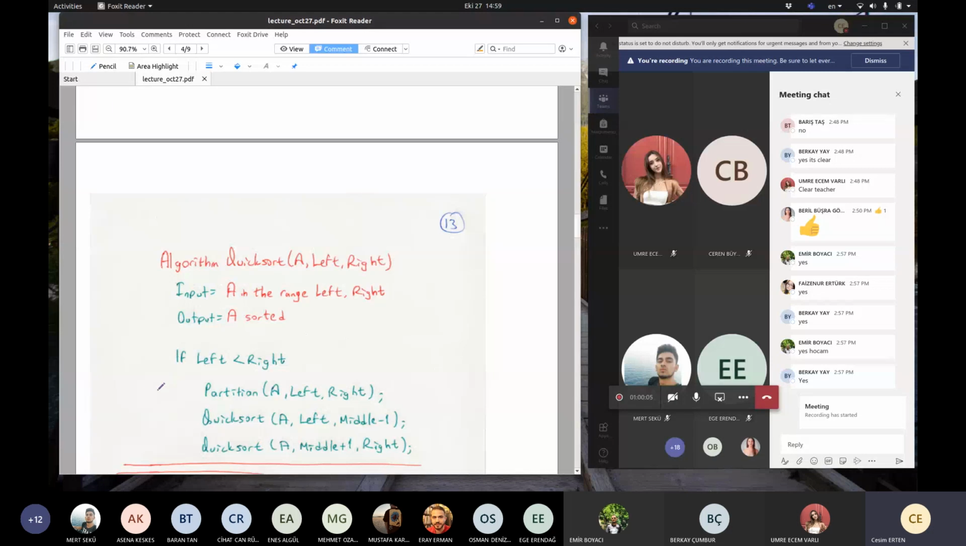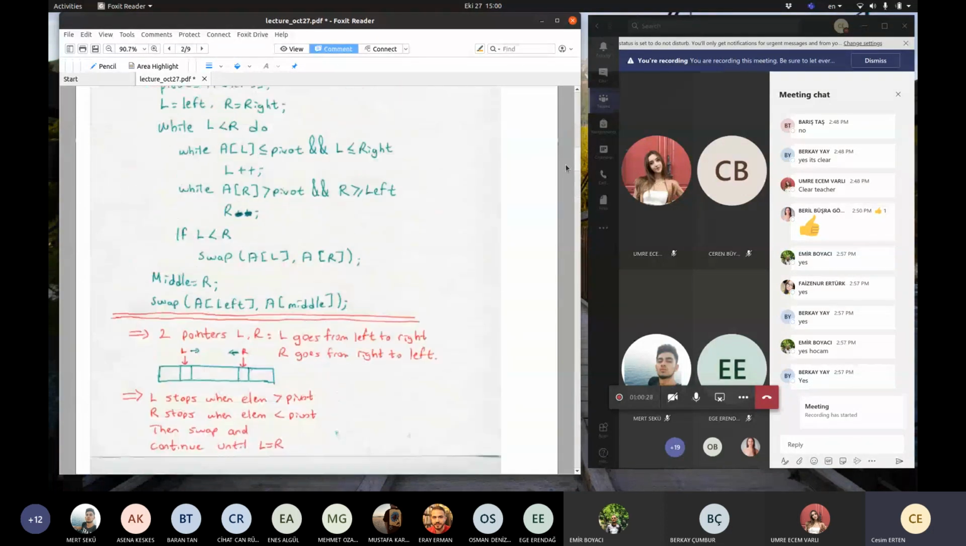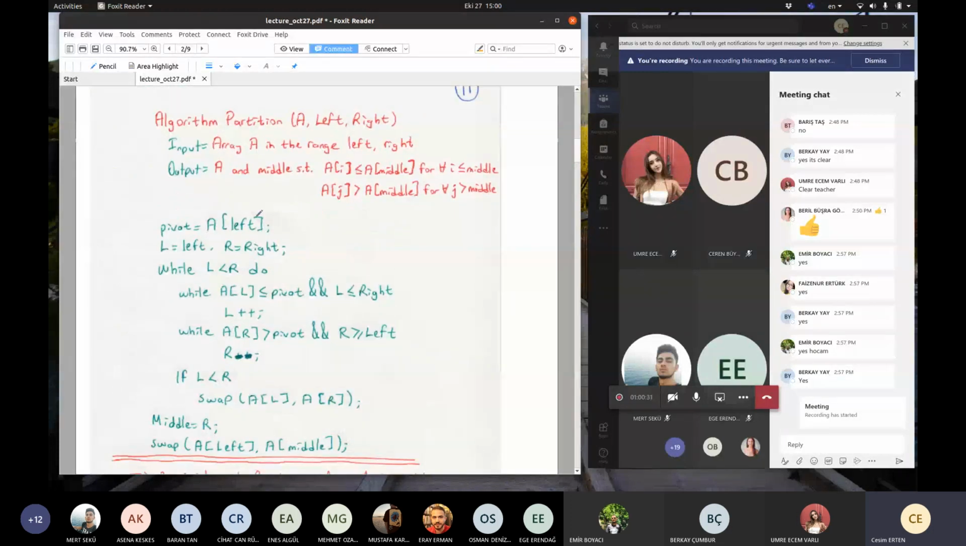The first thing we need is the running time required by this partition algorithm. Assuming that partition works on an array of input size n, meaning that we have n elements in between left and right indices, what is the running time of the partition algorithm? Let's first decide on that. This is the partition algorithm. If it is working on an input of size n, meaning that A has n elements in between left and right, what is the running time of the pseudocode?